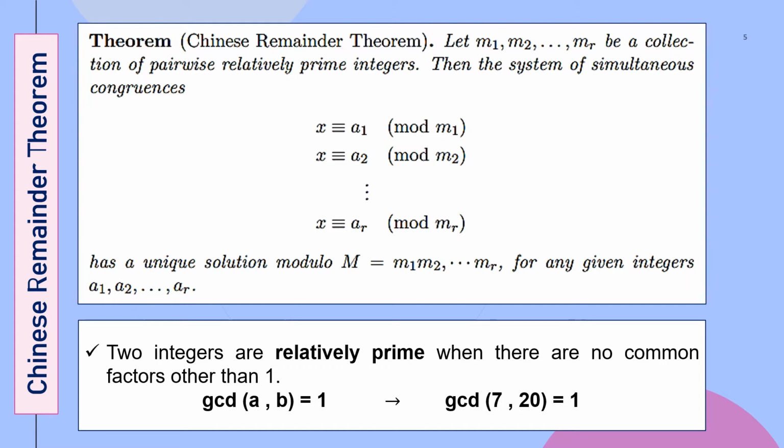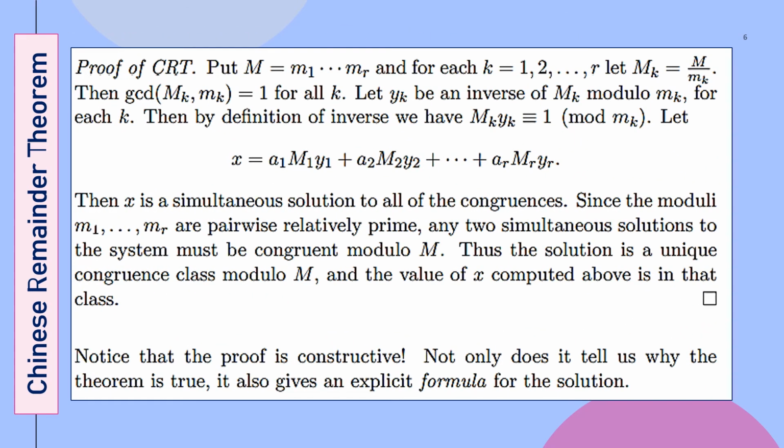Going back to the theorem, the system of simultaneous congruences x congruent to a sub 1 modulo m sub 1, x congruent to a sub 2 modulo m sub 2, until x congruent to a sub r modulo m sub r has a unique solution modulo m equal to m sub 1 times m sub 2 until m sub r, for any given integers a sub 1, a sub 2, until a sub r. Here's the proof of the Chinese Remainder Theorem. I'm giving you time to read and comprehend the theorem.